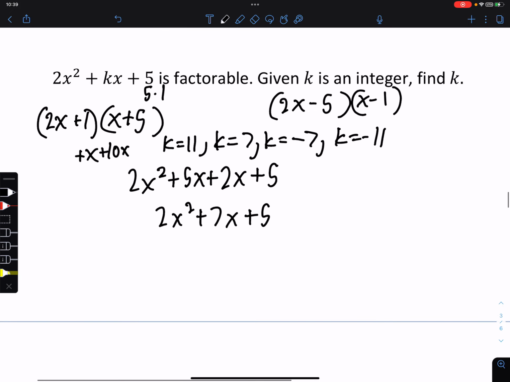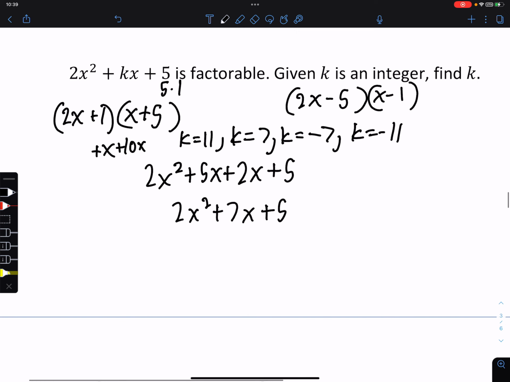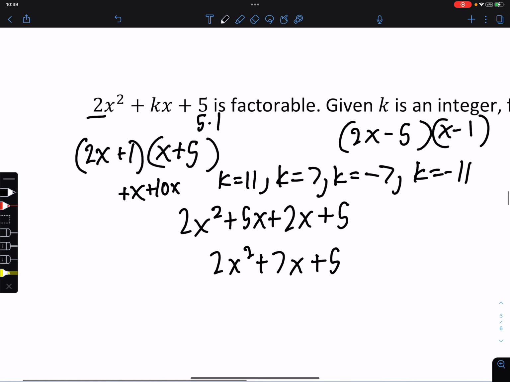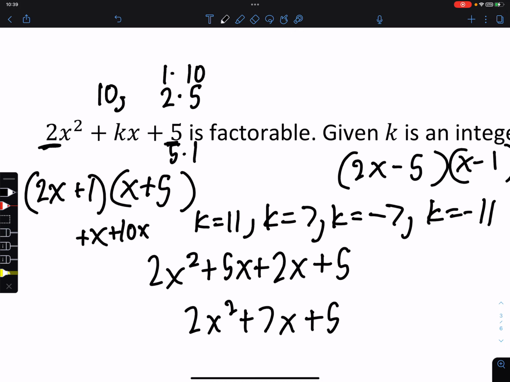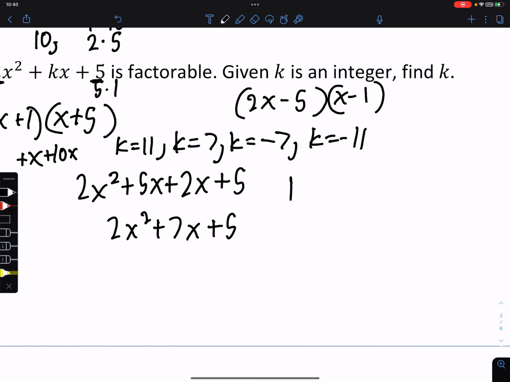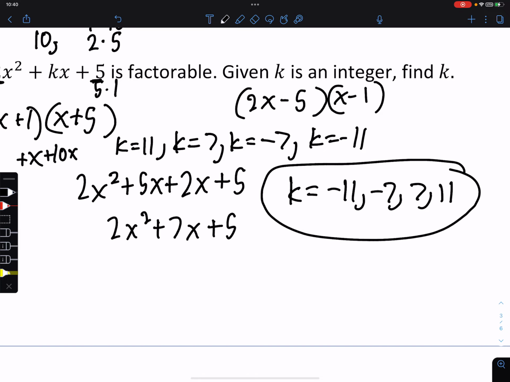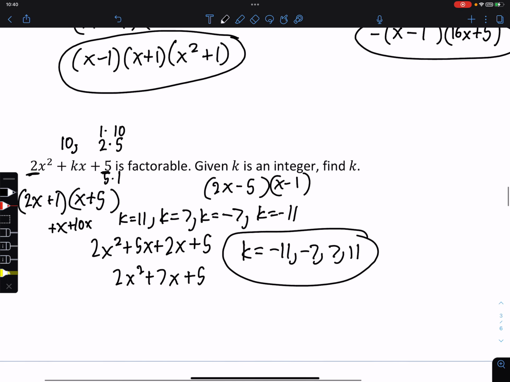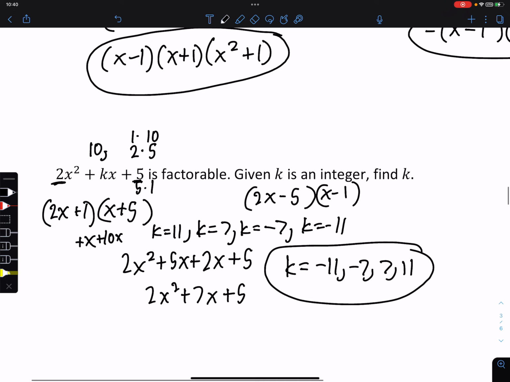So yeah, the cheat code to this is really, you can just do the first times the last, 10, and then you think of the factors of 10, right? 1 times 10, or 2 times 5, and then you just do all of the positive cases and all of the minus cases. So at the end, you should get k equals negative 11, negative 7, 7, and 11. And yeah, that is one of the thinking problems.